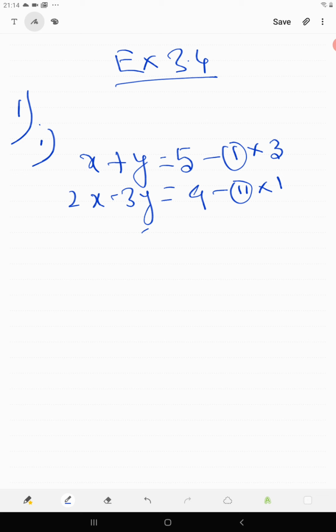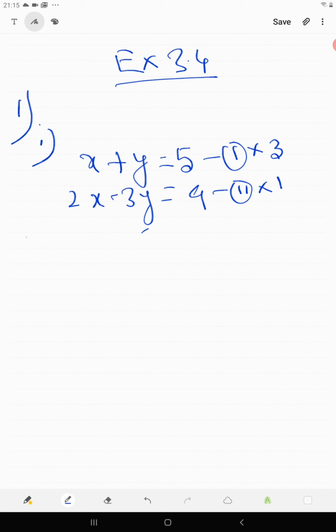Here, first we will multiply by 3 so that the value of y will be equal. I am not talking about the sign, just the value, the coefficient. For the first equation it is 3y, for the second it is minus 3y. Don't go with the sign of the coefficient; I am talking only about the number associated with the variable. That will be equal if we multiply by 3. So we multiply equation 1 by 3 and equation 2 by 1, and we get the equations as below.